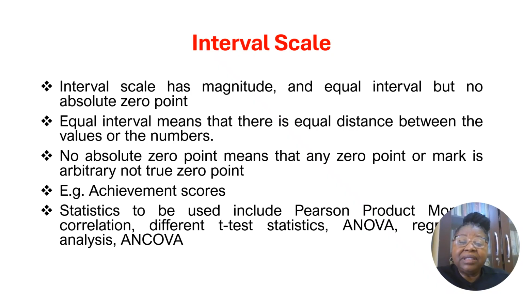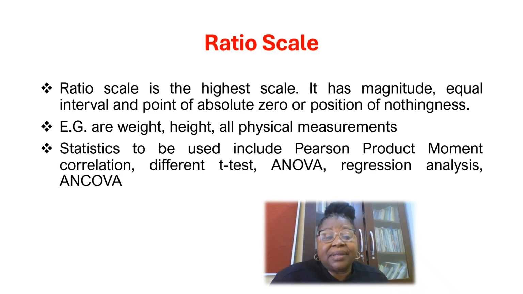For instance, achievement scores. Statistics that can be used include correlation, all types of t-tests, ANOVA, regression analysis, and ANCOVA. They are all applicable when you have an interval scale. Then we have the ratio scale, the biggest. The ratio scale is the highest scale. It has magnitude, equal interval, and an absolute 0, or position of nothingness.